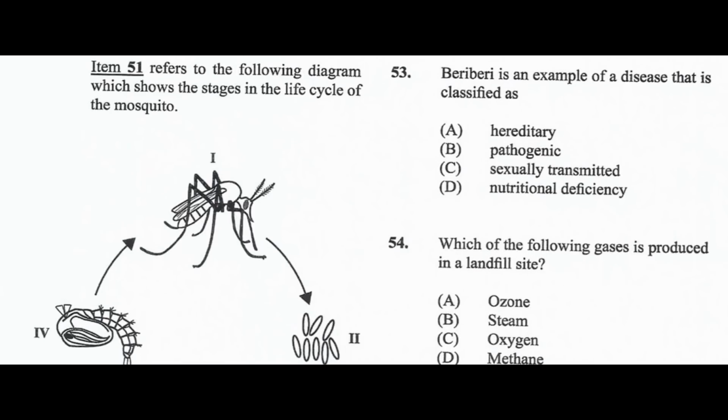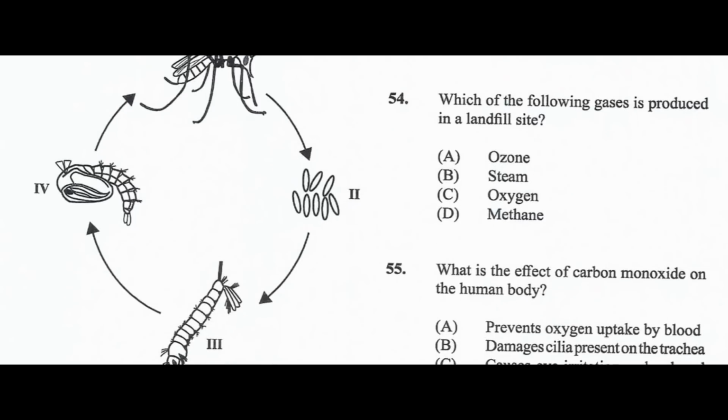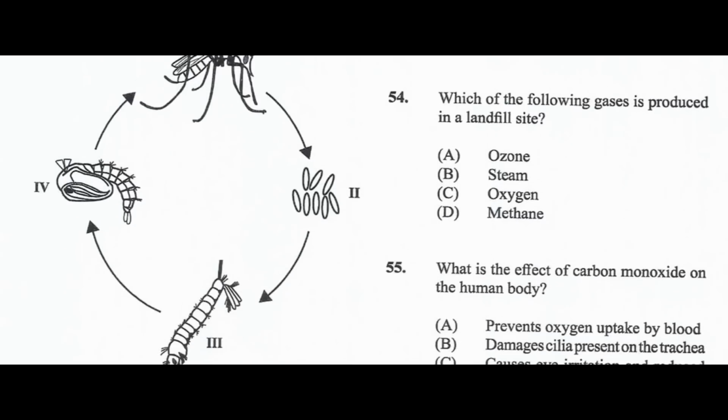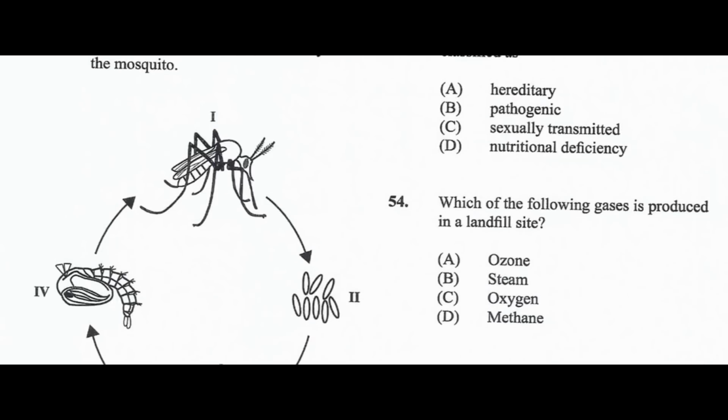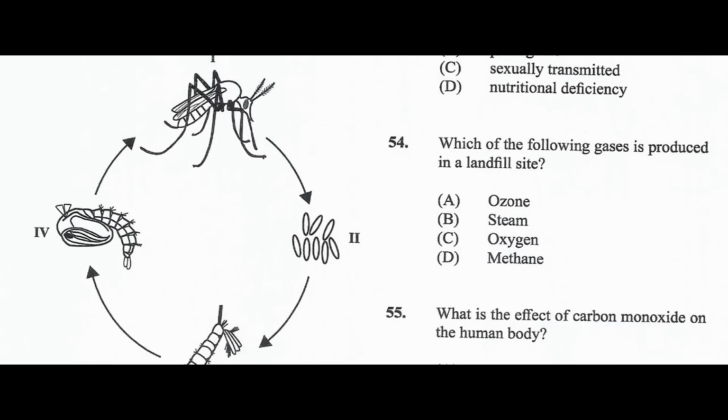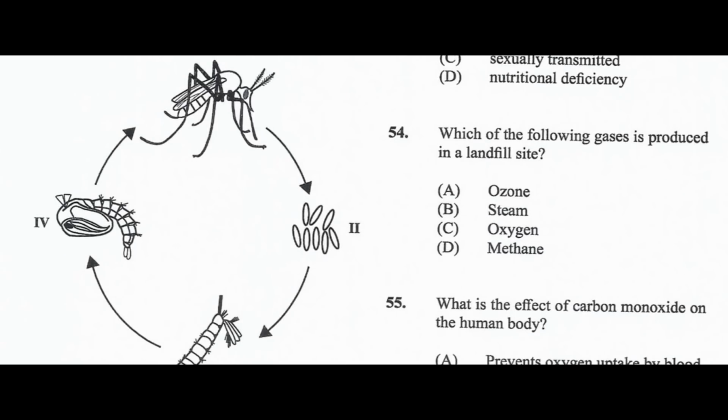Item 51 refers to the following diagram, which shows the stages in the life cycle of a mosquito. Which of the following stages are found in or on water? Let's go through the stages first, shall we? So we have the egg, adult. Hold on, let me get my pen. The egg. This is the adult. This is the larva, and this is the pupa.